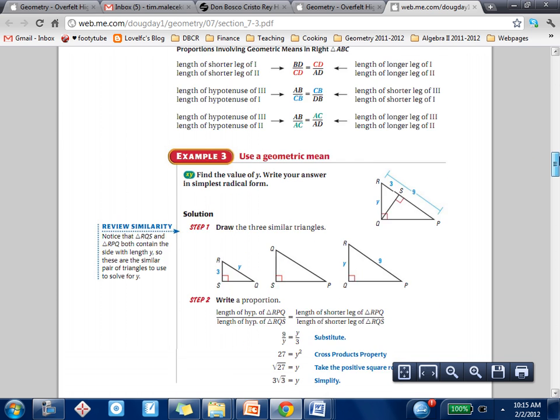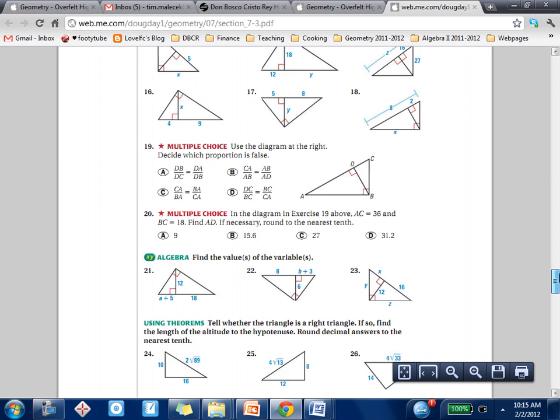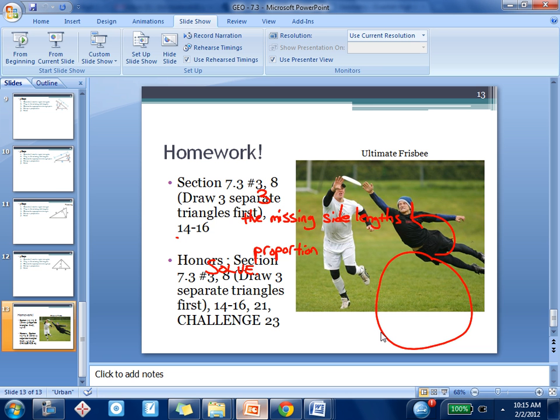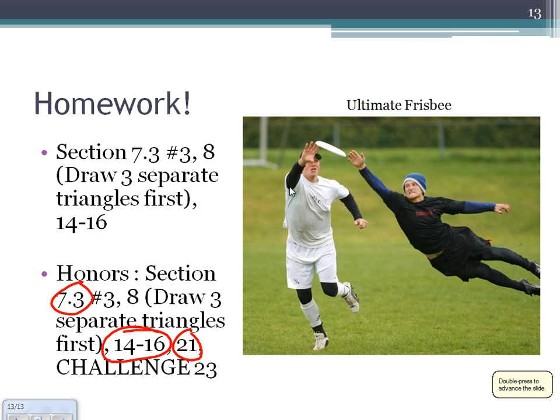What number was it? 23? Yes, you should do 21. So your homework is those three, 14 through 16 and 21. Right? No, not the challenge. We haven't covered it enough. You can try. It's going to be very difficult, though.